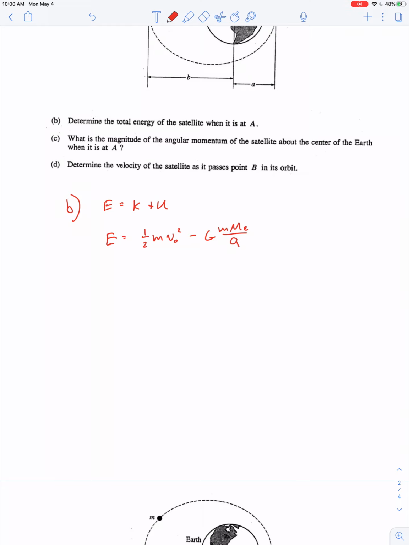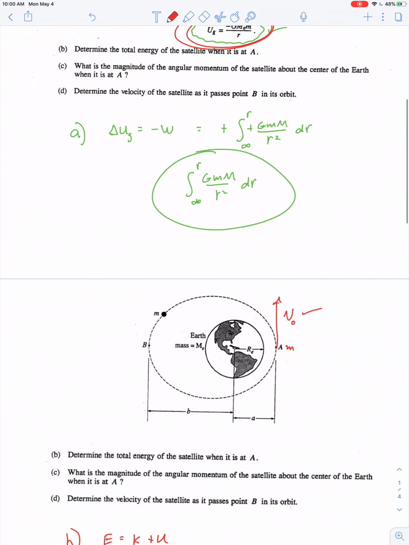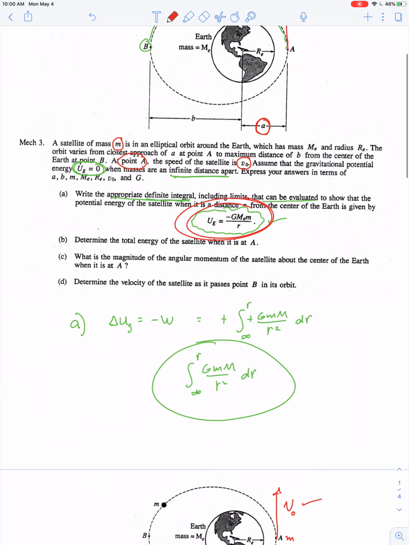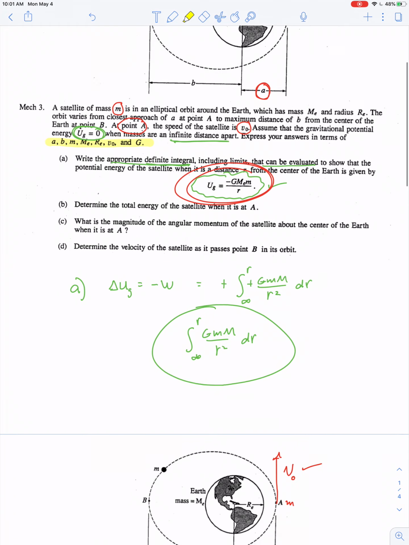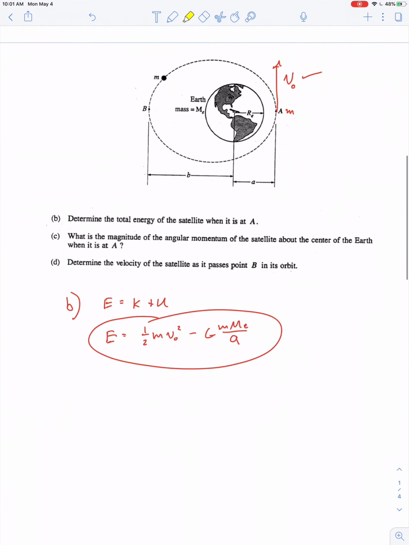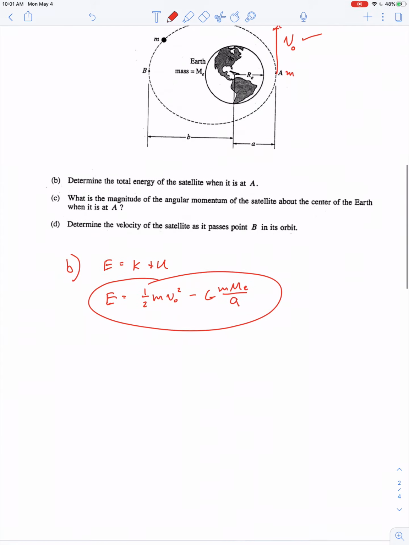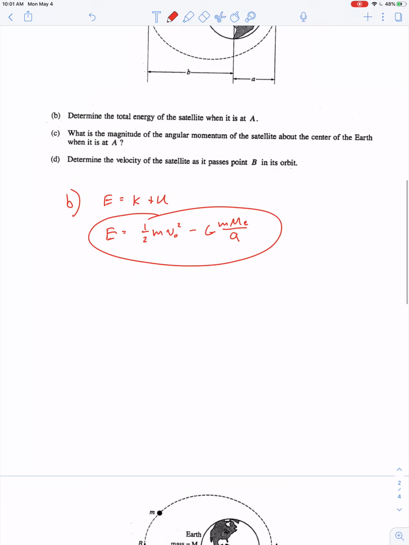And that's as far as we can go without any numerical values given. We're just told to answer in terms of all of these quantities: a, b, lowercase m, mass of the Earth, radius of the Earth, v0, and G. So in our expression, we have all of the quantities that we're allowed to answer in terms of.